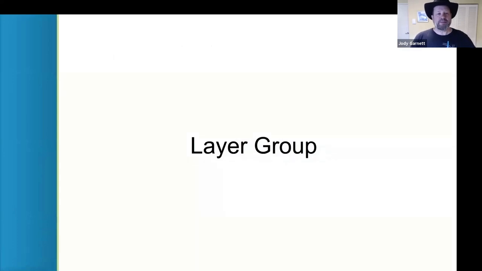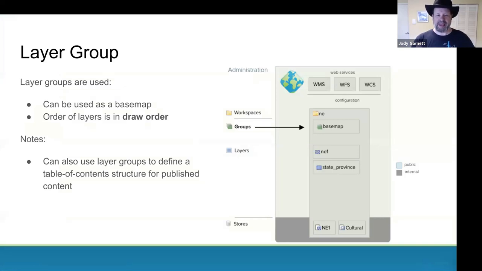Putting these two concepts together, I can create a layer group, and this represents a stack of information. So in this case, I'm gathering up several of the layers I already made into a base map. One thing to keep in mind is the order of the layers when I add them is going to be in draw order. And we can also use these layer groups to group our information into a table of contents structure.